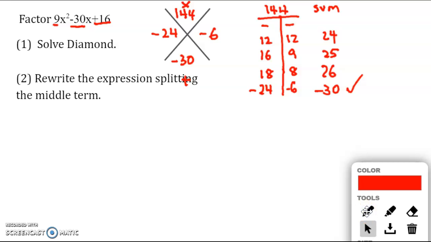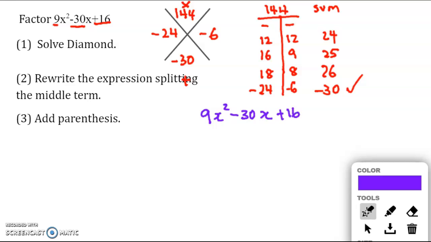Okay, my next step is to rewrite the expression splitting the middle term. So 9x squared minus 30x plus 16 now becomes 9x squared minus 24x minus 6x plus 16.